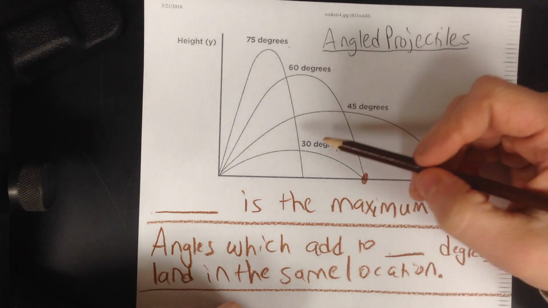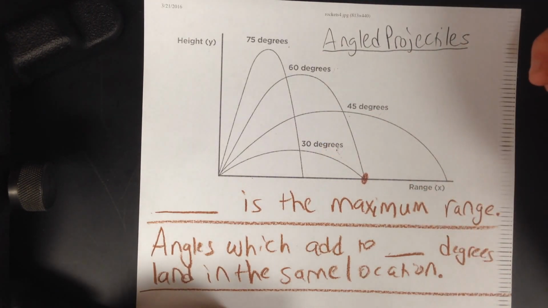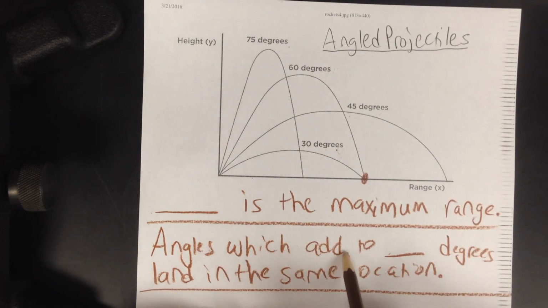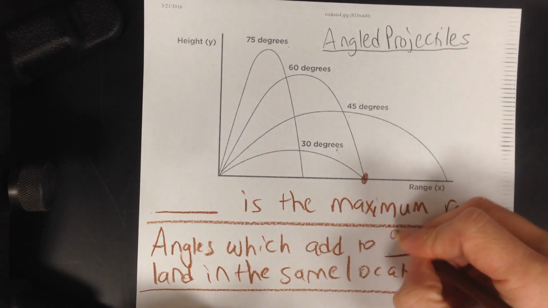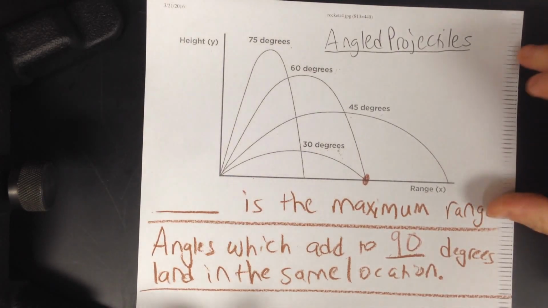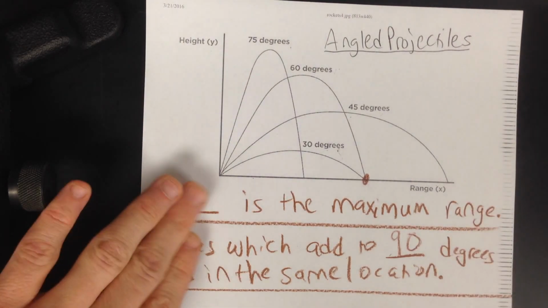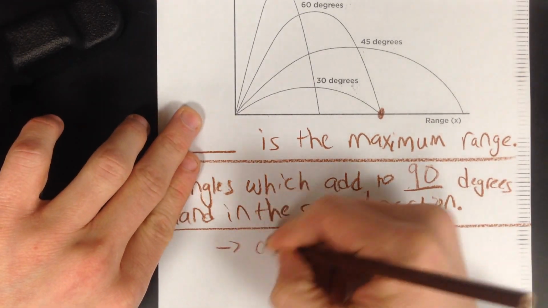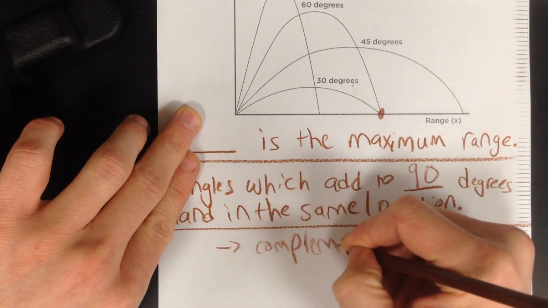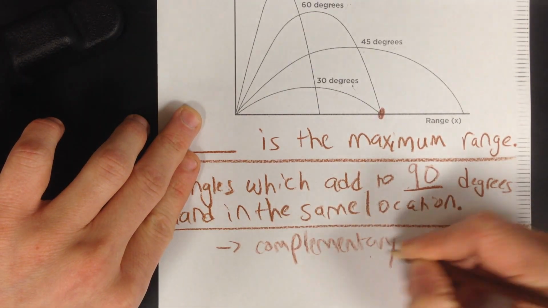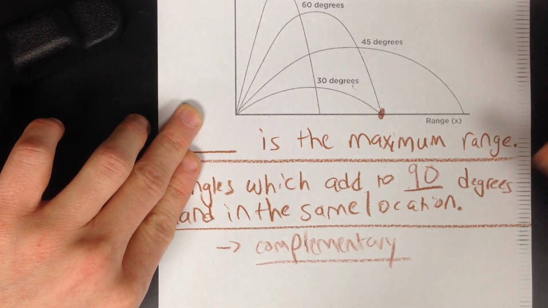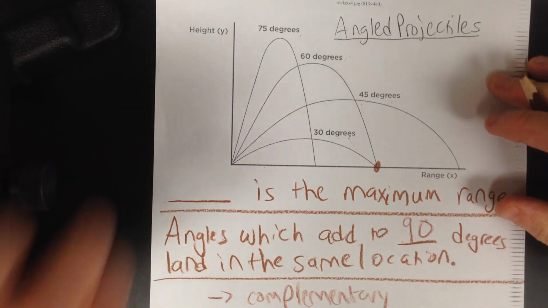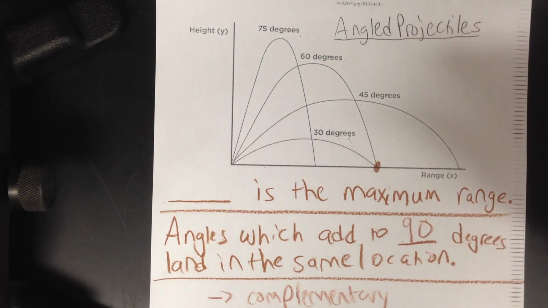So why do 30 and 60 land in the same spot? Right? The reason is angles which add to, write it down, 90 degrees land in the same location. These types of angles have a special name. They're called complementary angles. Angles which add to 90 are complementary angles. And those angled shots land in the same location.